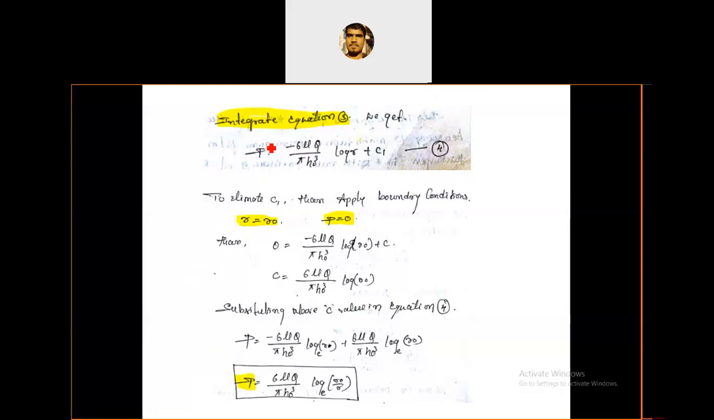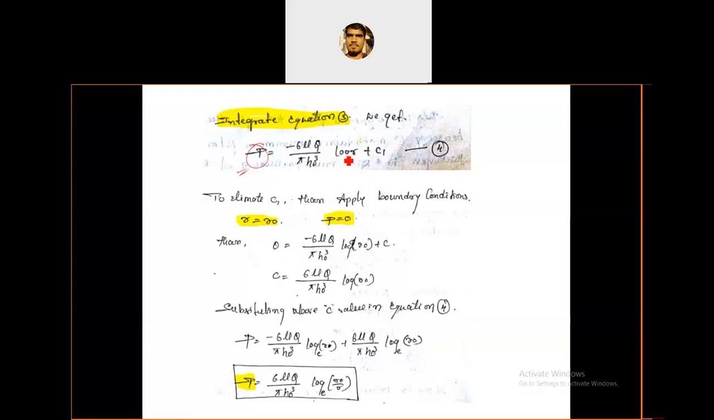Integration of dx is x. Similarly, integration of dP means P. Differentiation of P means dP. It is reverse; integration and differentiation are reverse. So integration of this dP is P, on the left side. And here you write just the constant terms, minus 6 mu Q divided by pi H naught cube. And integration of 1 by r is what? Log r. I have written log r.